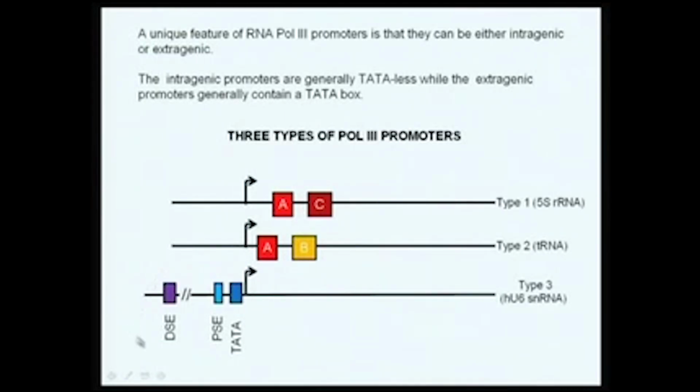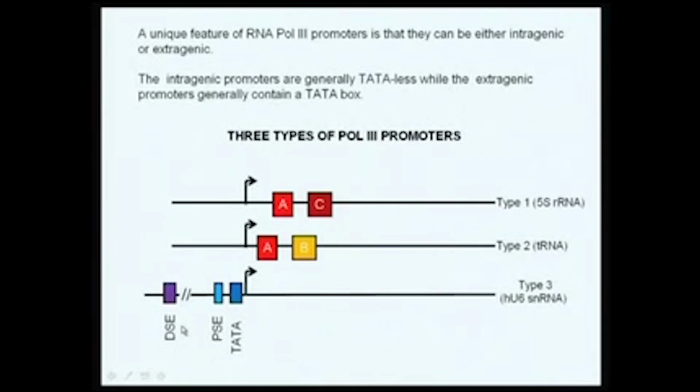It lies in the untranscribed region at the 5' end, upstream of the transcription start site. There are three major promoter elements in the case of this U6 RNA type 3 promoter: the TATA box, then a near upstream element called the proximal sequence element or PSE, and then further away a distal sequence element or DSE.